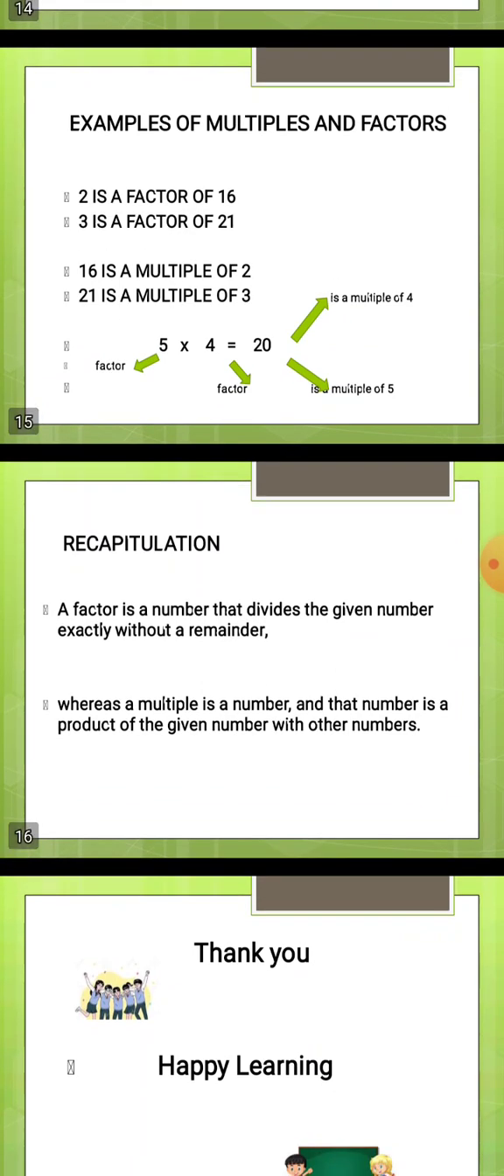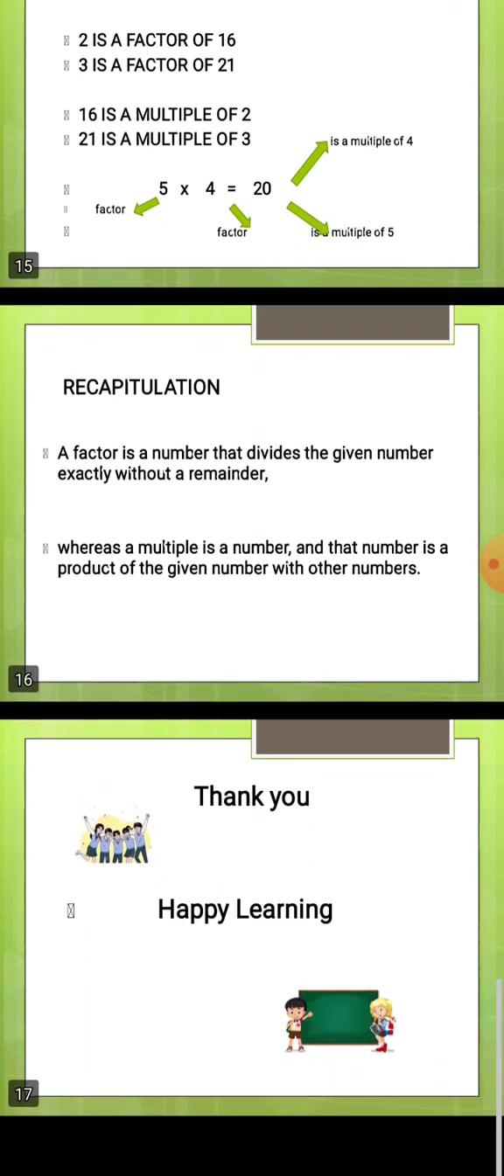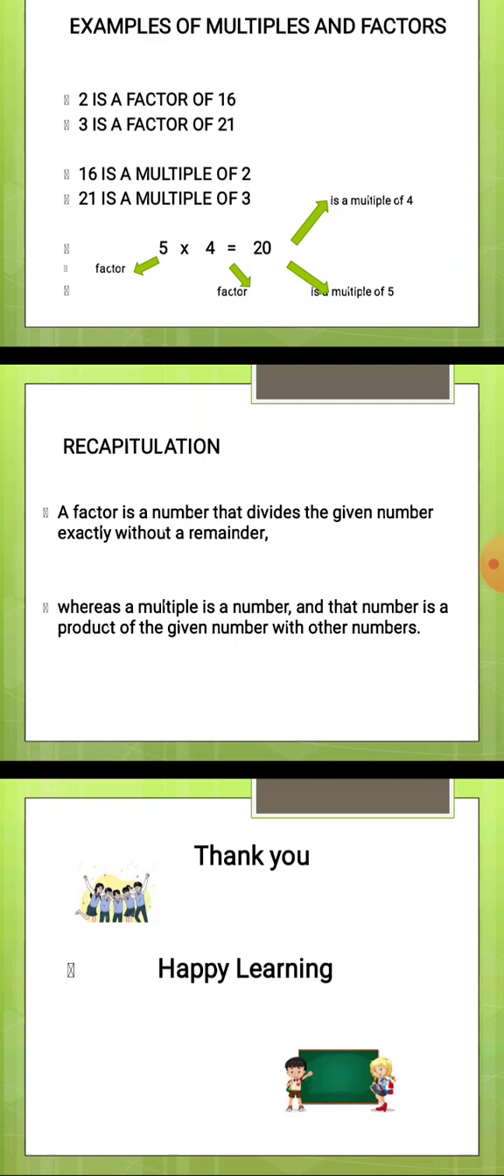Here you can see 2 is a factor of 16, 3 is a factor of 21, and in other terms, 16 is a multiple of 2, 21 is a multiple of 3. Okay, so 5 into 4 is equal to 20. So 5 is a factor, 4 is a factor, 20 is a multiple of 4 and 20 is a multiple of 5. So this is the difference you have to keep in mind. Never ever get confused between multiples and factors.